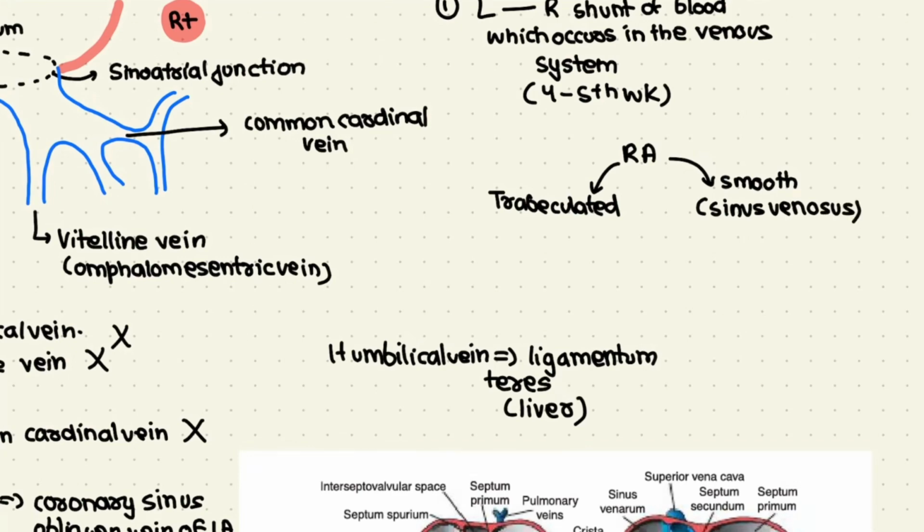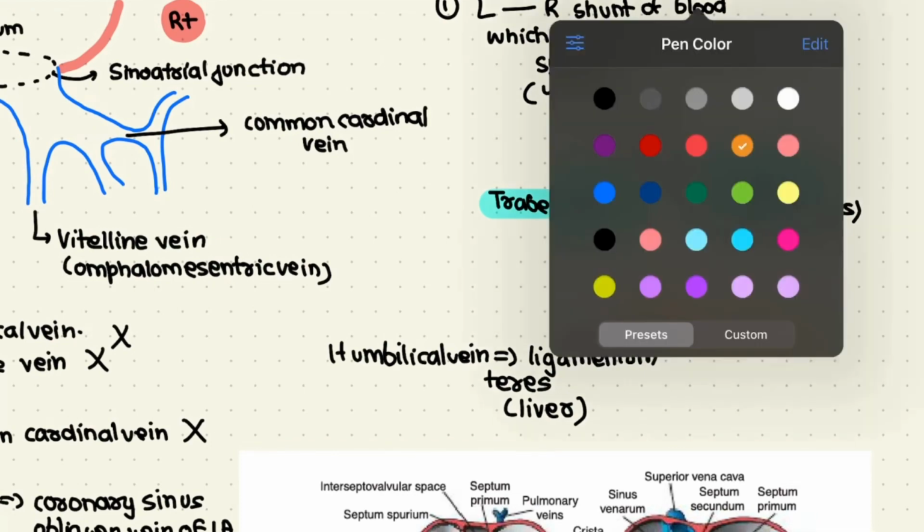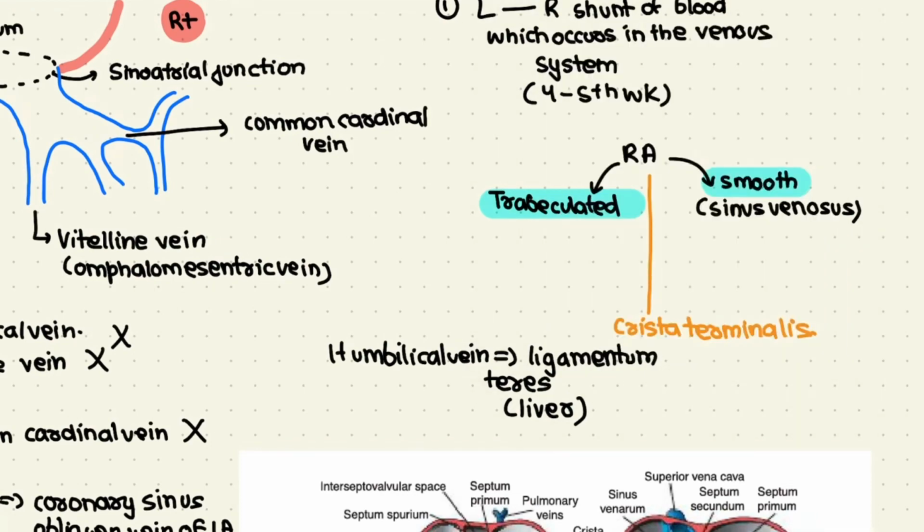And there is a very characteristic demarcation line between the trabeculated and the smooth portion of the right atrium, and that is the crista terminalis, the differentiation between the trabeculated and the smooth portion. The sinus venosus is basically the incorporation of the sinus horn, the venous drainage portion. And the trabeculated part of the right atrium is again formed from the common atrium.